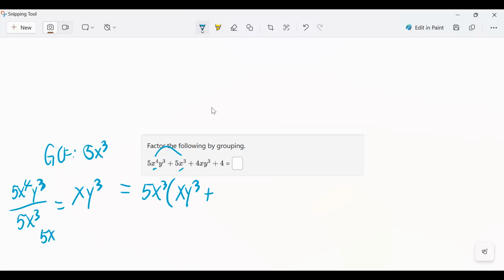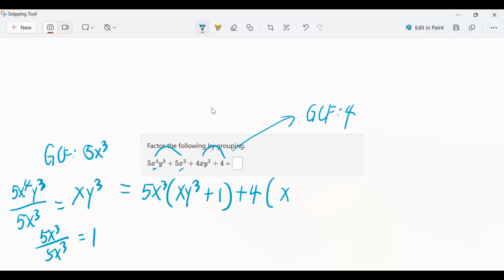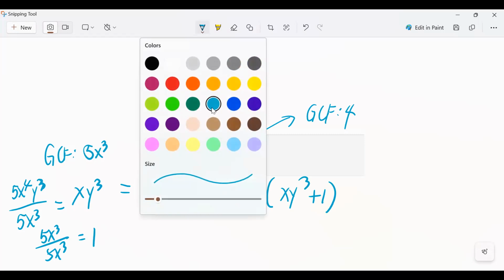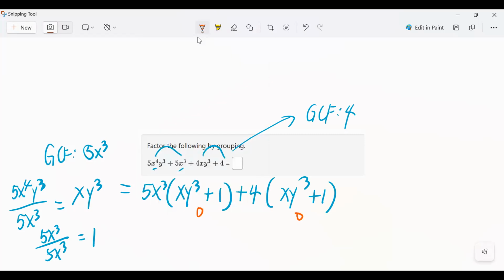Second term, 5x cubed over 5x cubed is equal to 1, so it's adding 1. The last two terms, the GCF is going to be 4. So 5 times 4, so the xy cubed, adding 1. Now this is the GCF. Put in the front y cubed plus 1. The first term, 5x cubed remains, and the second term, adding 4 remains. Any question?